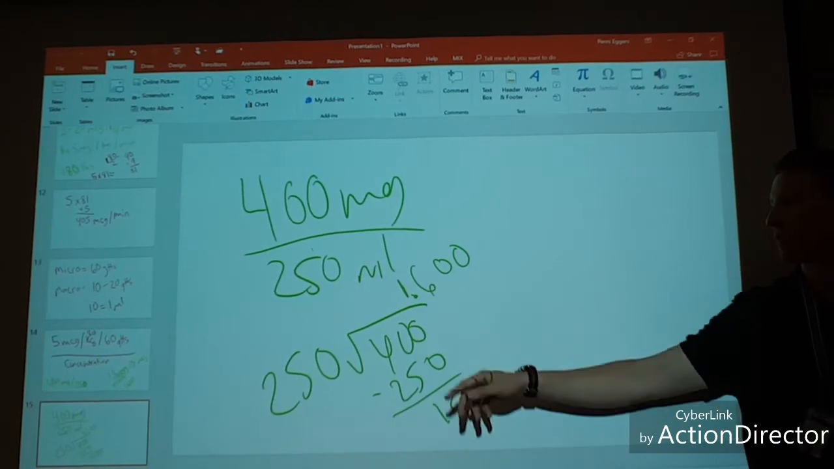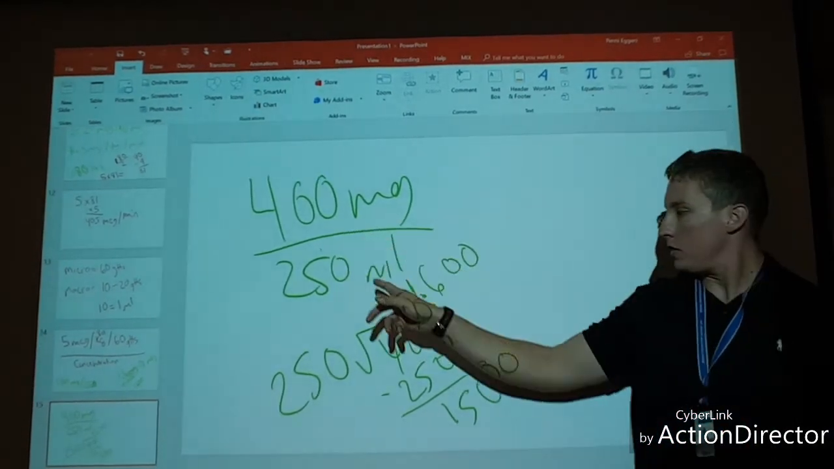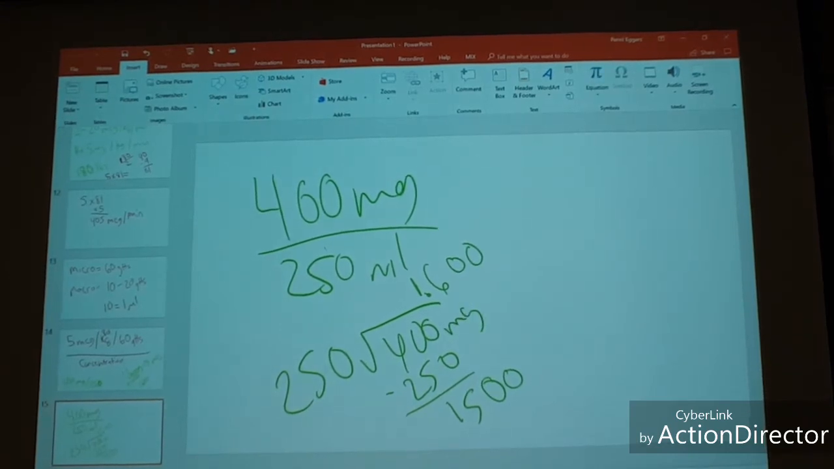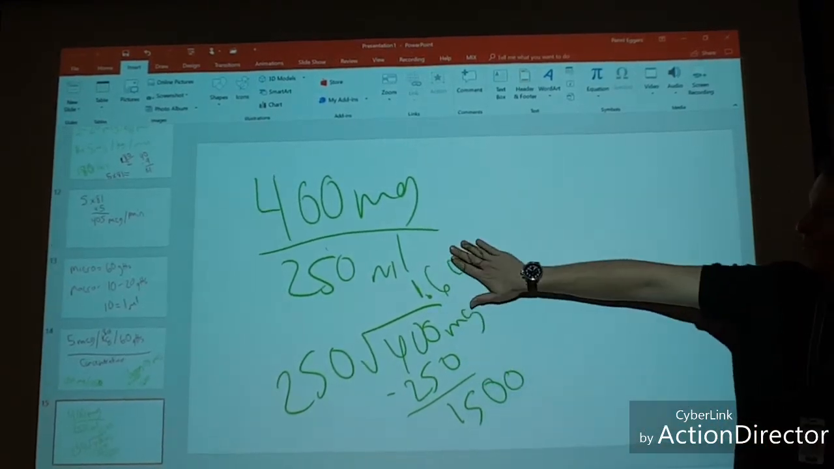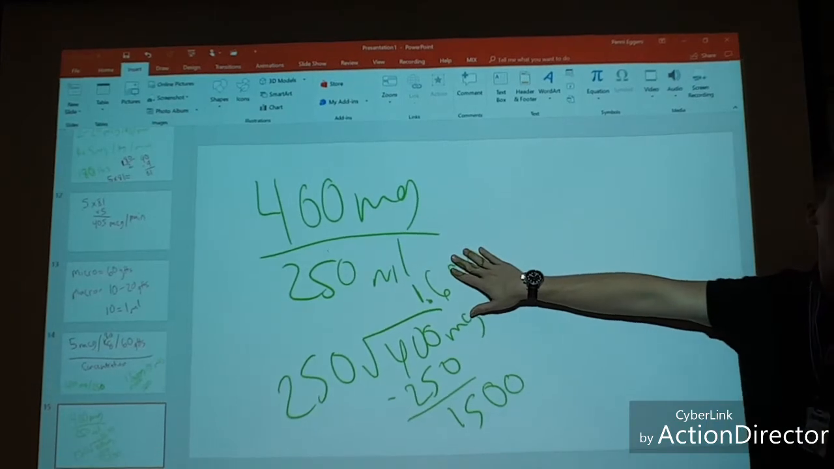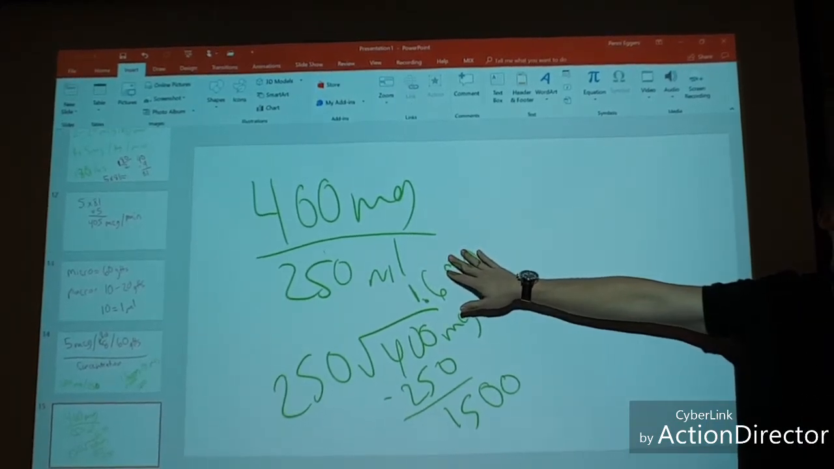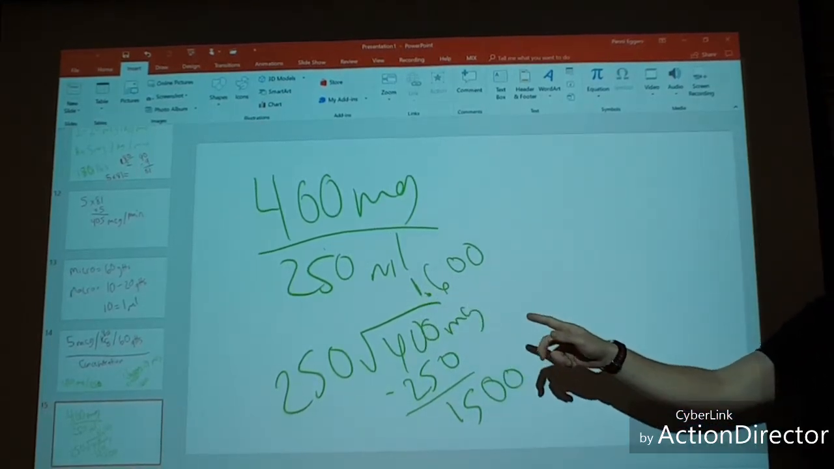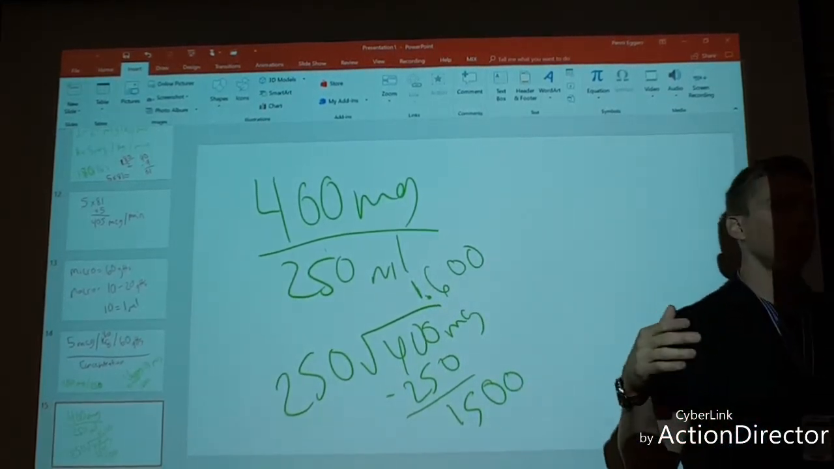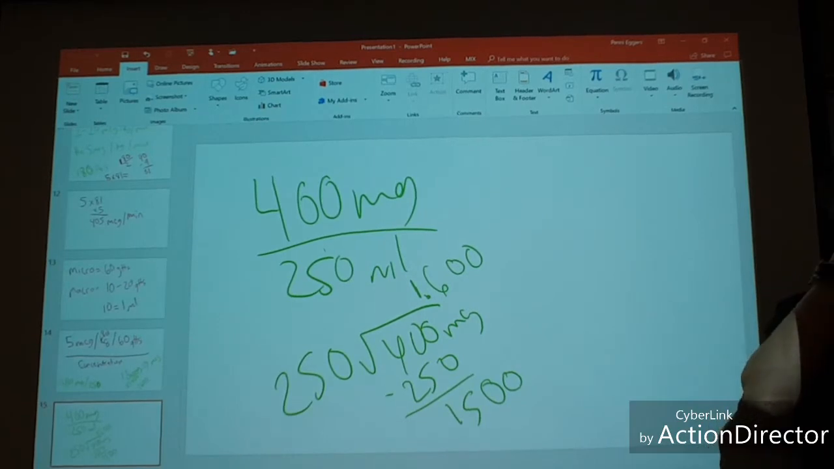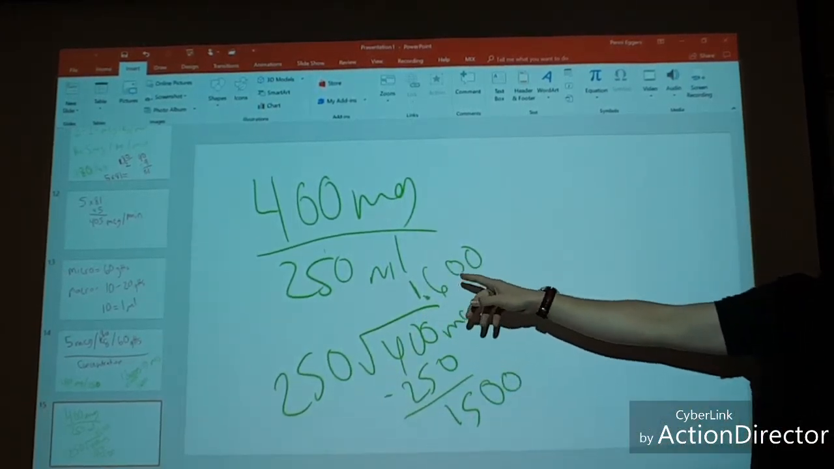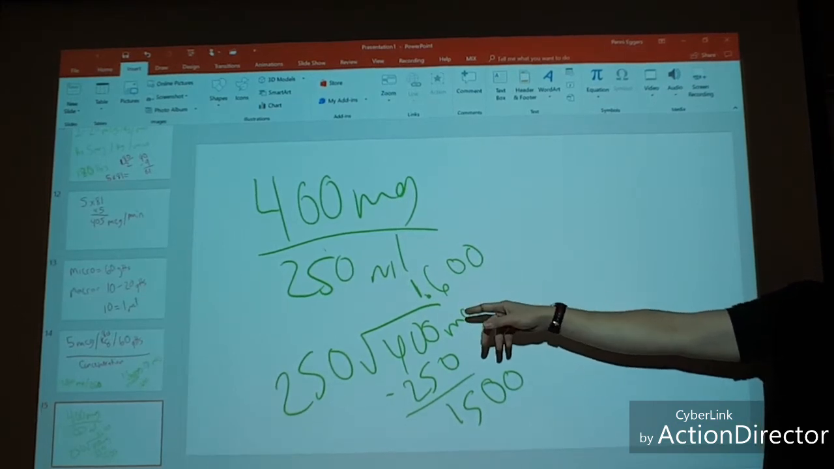Okay. So 1.6. Since 400 is in milligrams, it would be 1.6 milligrams, but our medication is given in what? Mics. So that's why it's 1600. Okay? So whenever you're mixing dopamine, you're dividing a small number into a larger number, understand you're going to get a larger number as your answer.